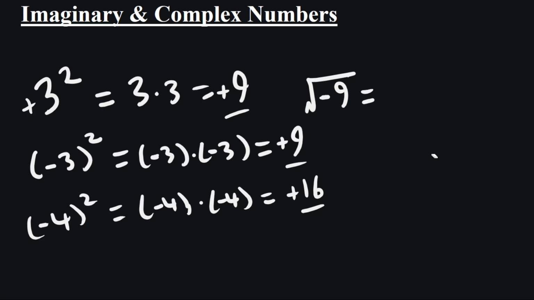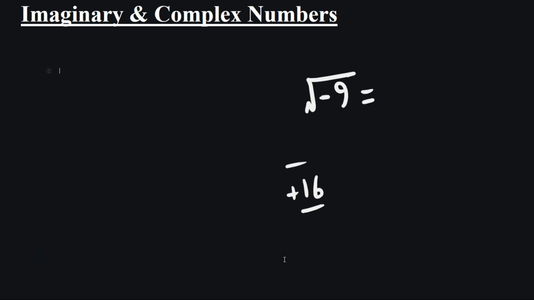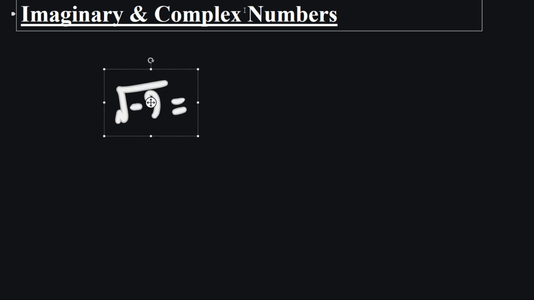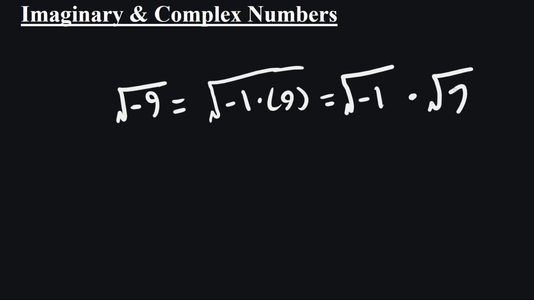If you remember the product rule for radicals, and let me actually erase most of this, then you might remember one way to represent this is by taking the square root of negative 1 times positive 9. Negative 1 times positive 9 gives us negative 9. And then with the product rule for radicals, we could separate these two: the square root of negative 1 times the square root of 9.